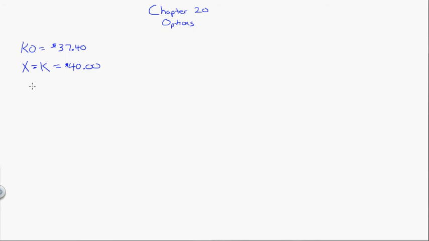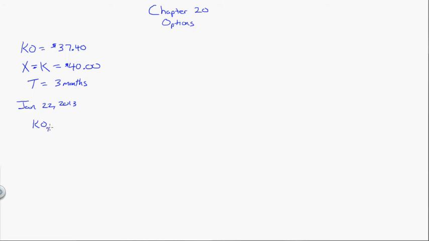These things are going to expire a certain time. The option doesn't last forever. So we use capital T to be time to maturity. And let's just say that's going to be 3 months away. And this is how it's going to work. In 3 months from now, so that will be January 22nd, 2013, we'll look at the price of Coke.